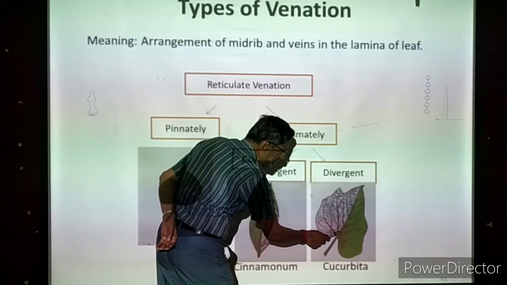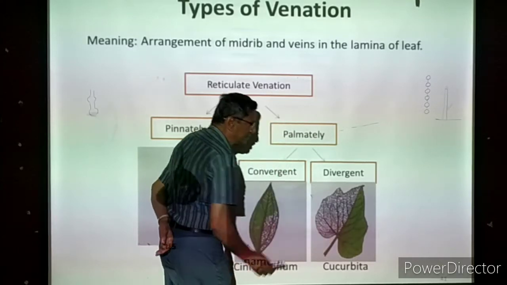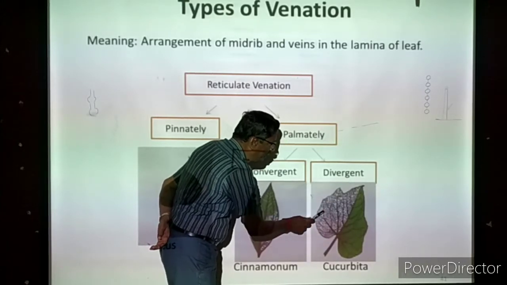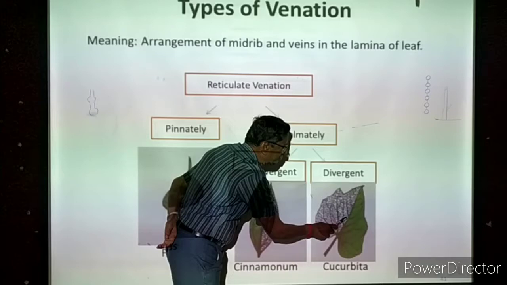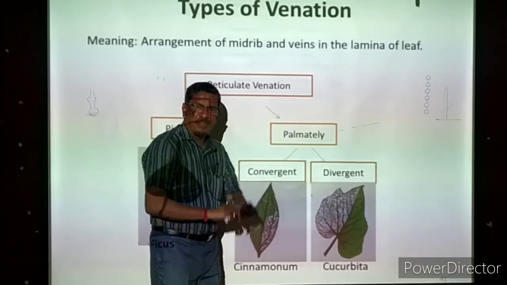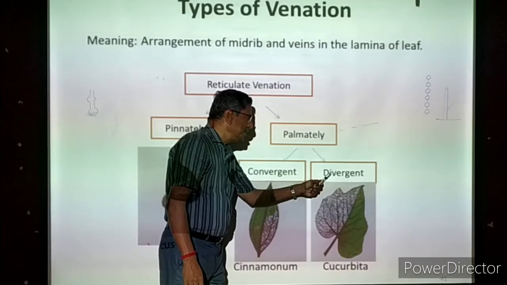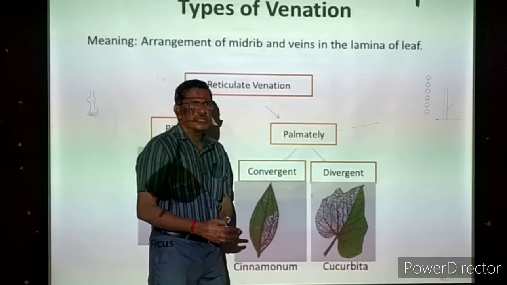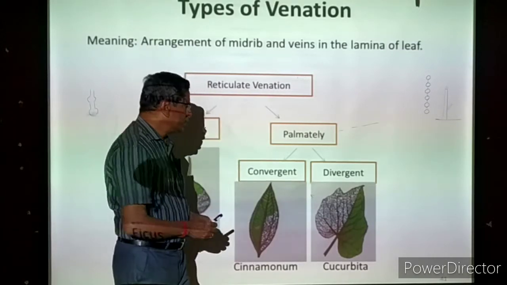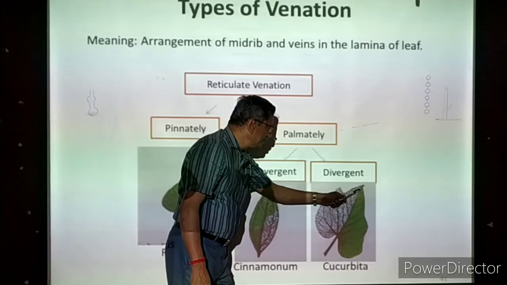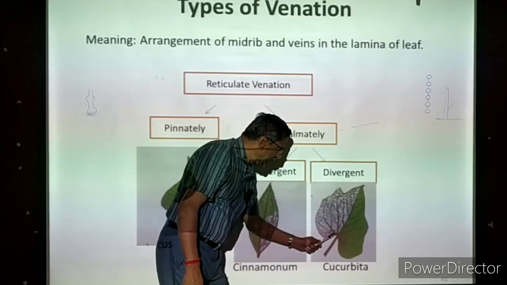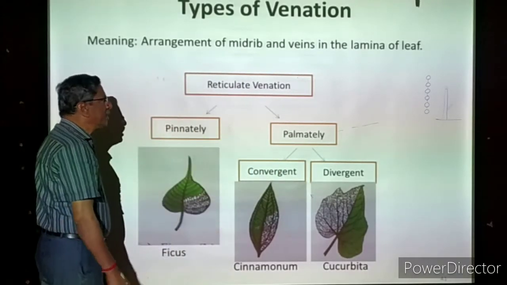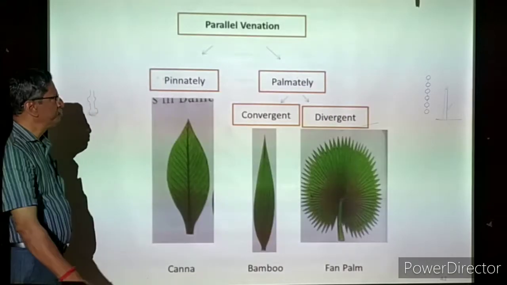Then a number of veins are arising. All the veins are arising from the base of the lamina, just like that. But all the veins are going away from each other. The tip of the veins are going away from each other. So if the tip of the veins are going away from each other, then it is called a divergent. So divergent, palmately reticulate venation. Here also the branches are making a network, irregular network. So it is a divergent, because they are going away from each other, arising from the common place. So that it is called a palmately reticulate venation. Now these are the different types of reticulate venations found.